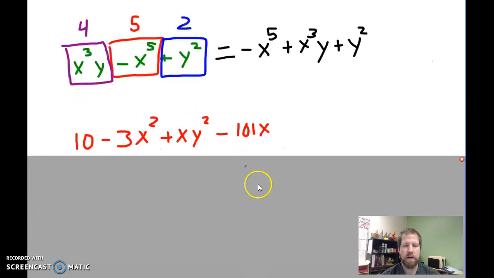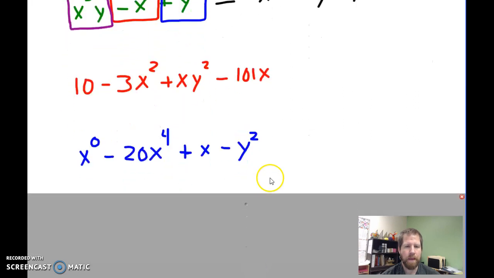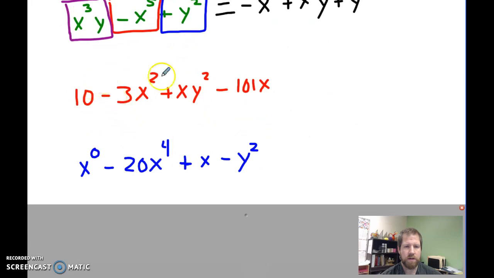We'll look at another couple real quick. Find the degree of each of your terms. This is just 10, so that's going to be 0. This is 3x squared, so that's going to be 2. This is x times y squared, so that'll be 1, 2, 3. And this is 101x, so that'll be 1.